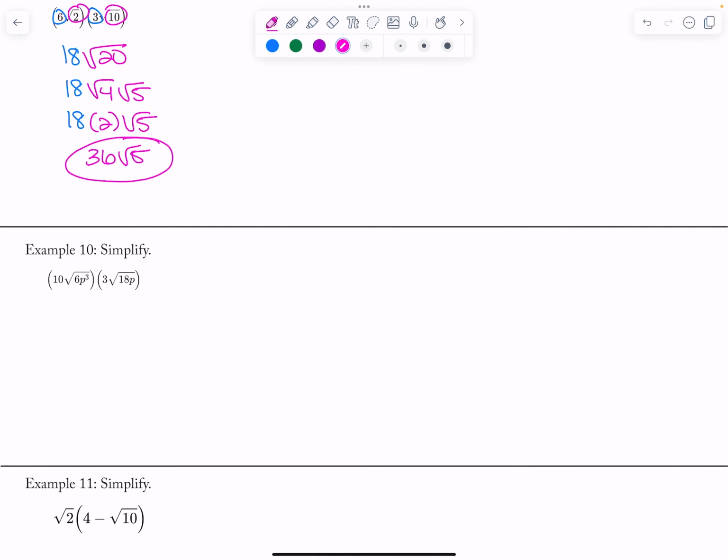Okay, same thing again. My numbers in the front multiply, so that's 30. My numbers underneath the root multiply. And then I got to tell you, I don't know if I would go and take 6 times 18 and multiply it together just to have to pull it apart again. So I probably would have done this.